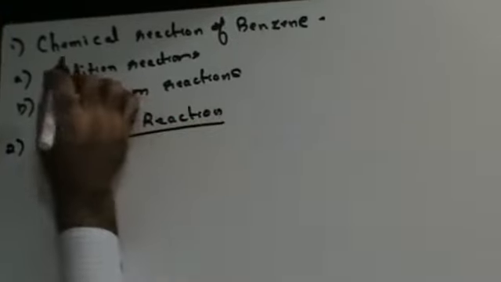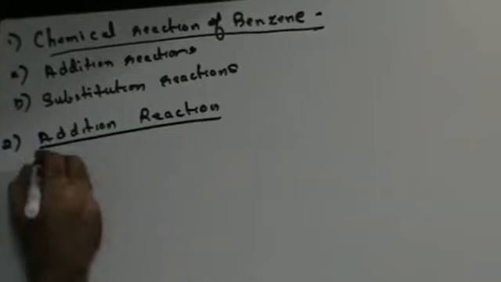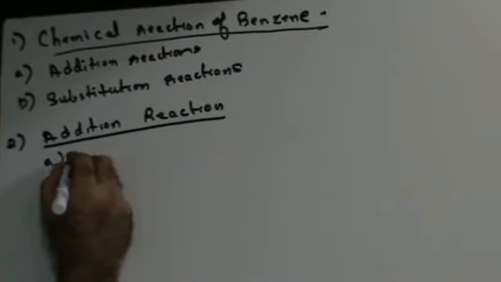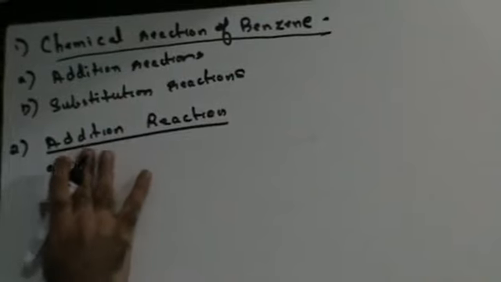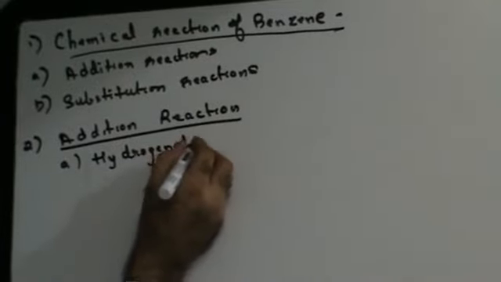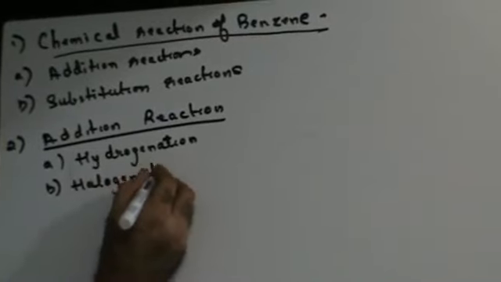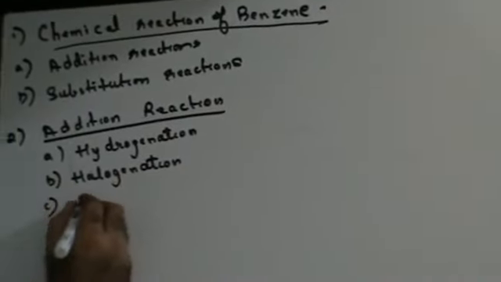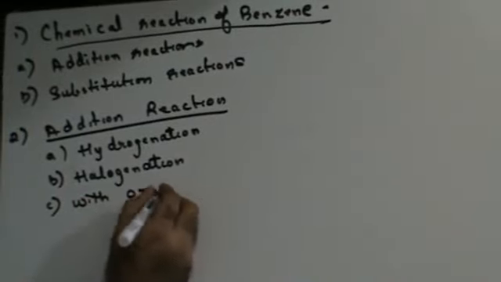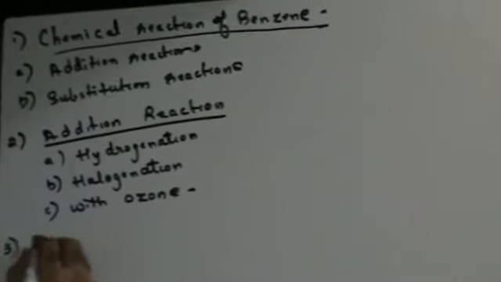When you talk about addition reactions of benzene, you have addition with hydrogen, addition with halogen, and addition with ozone. You have three different types of addition reaction: first hydrogenation, second halogenation, and third with ozone. Let's see each one of them. First, let's see the addition reaction with hydrogen.